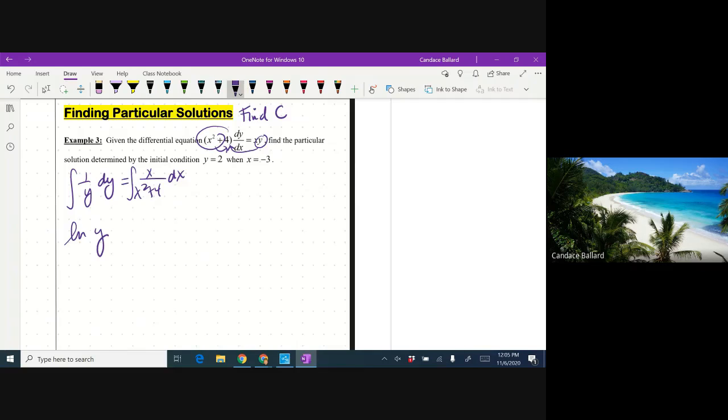Okay. And technically it's natural log absolute value of y, technically. Okay, we're going to end up dropping those though. All right, then I have, what am I going to do to integrate the right side? What do you guys think? What should I use? Got all kinds of answers on that one, okay?